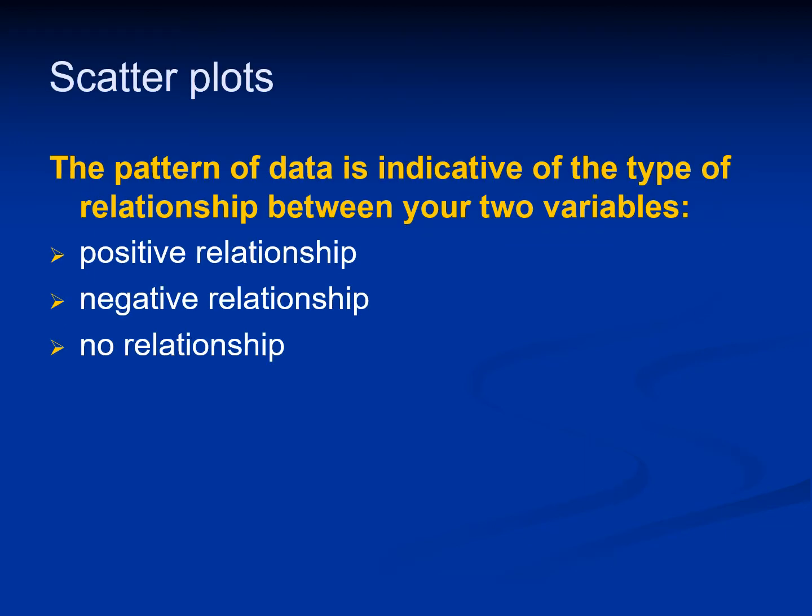So, scatter plots. The pattern of data is indicative of the type of relationship between two variables. This can be a positive relationship, as we saw in the last example. There can be a negative relationship. There can be no relationship.